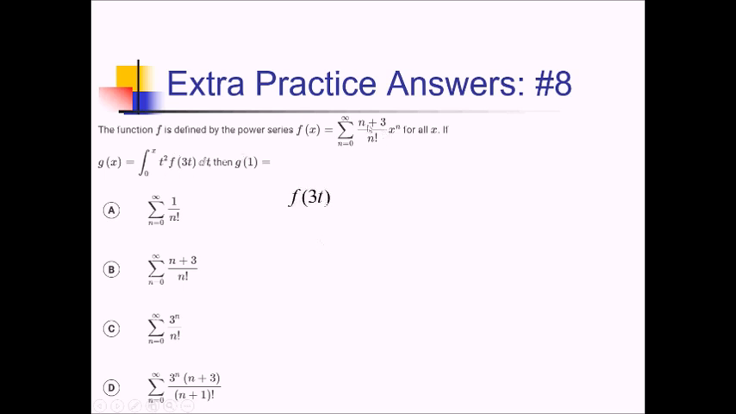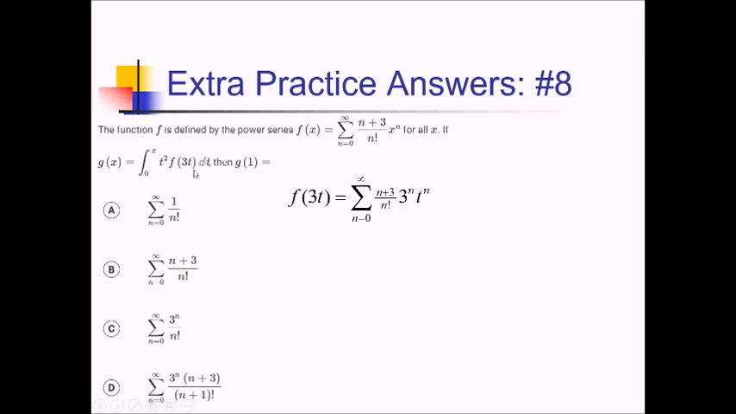So all we're doing here is we're replacing x with 3x, basically. Or actually, let me make it 3t. So we're still going to have an n plus 3 over n factorial, but now we're going to have a 3 to the n times a t to the n. I'm just going to split that up. And I think it's a good idea to split it up because then we can affect the t just individually without worrying about lumping in this 3.